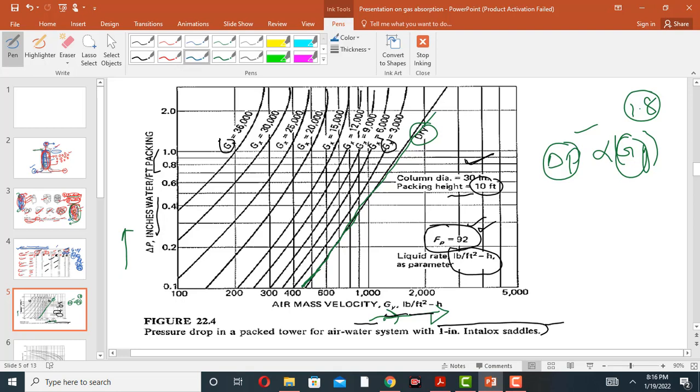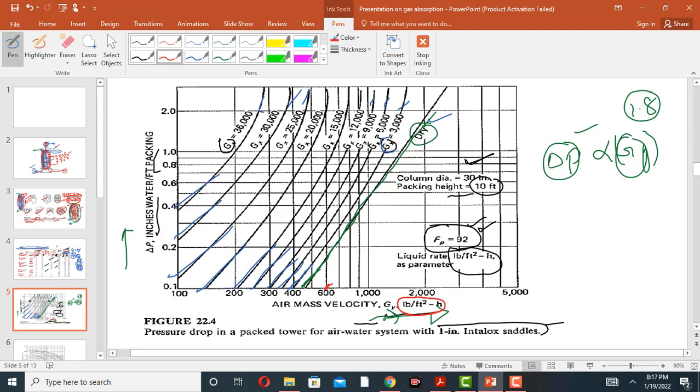Similarly, for the irrigated column, the Gx value is 3000 for the first line, then 6000, 9000, 12,000, 15,000, 20,000, 25,000, 30,000, 36,000. So these are the irrigated columns. This blue line shows the irrigated column. From this figure we also conclude that for the irrigated column the pressure drop is large as compared to the dry column. Suppose this is a dry column, and suppose the gas mass flux is 600 lbm per feet square into hour.